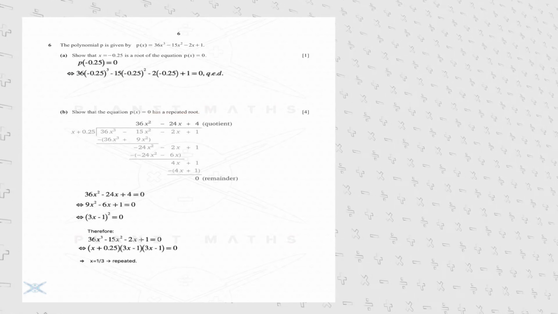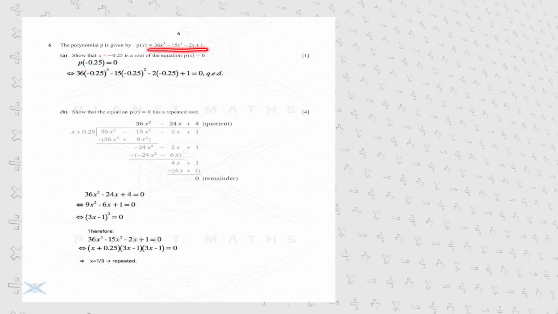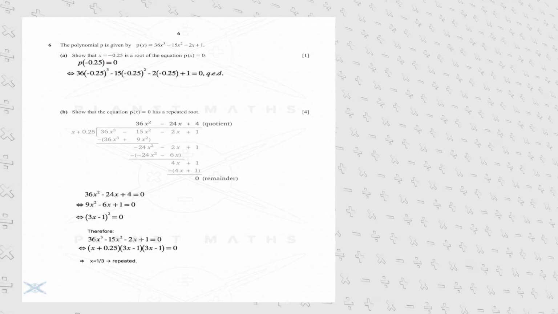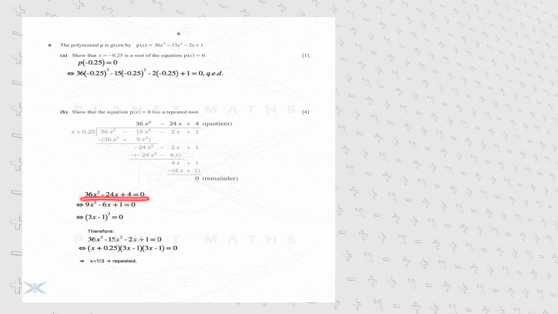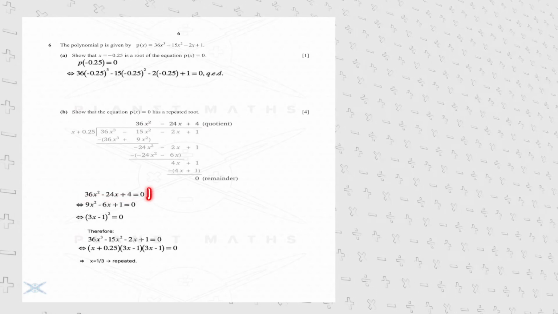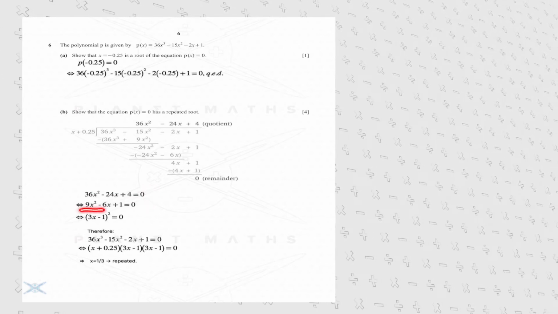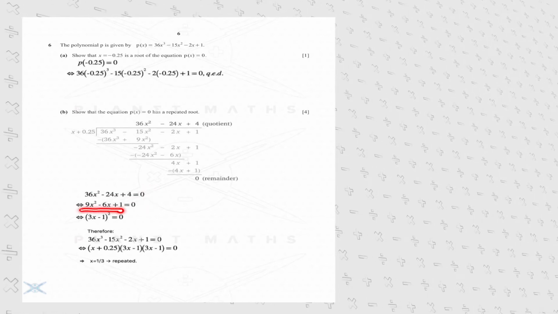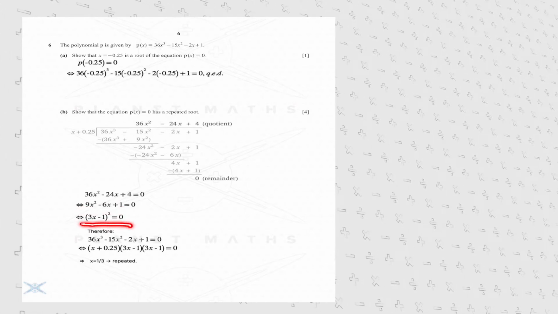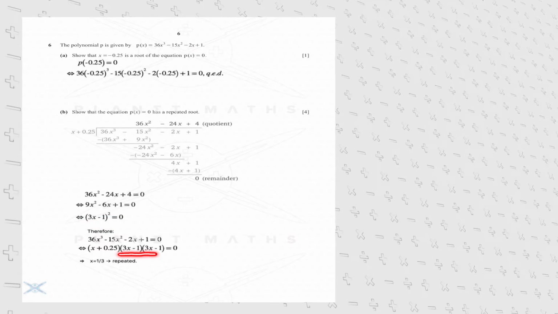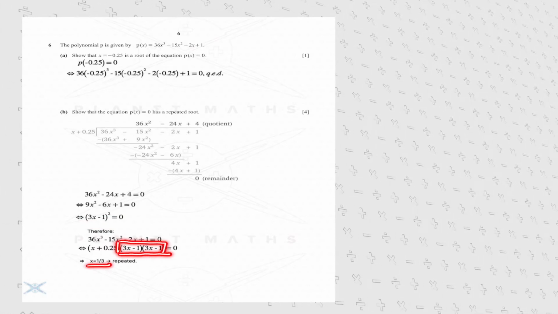In part B, we are now required to show that the equation possesses a repeated root. So since we are already provided with one root, we will perform a long division, whereby we divide the polynomial by the root. Doing so provides us with the factor 36x squared minus 24x plus 4, which we equate with 0. And instead of immediately applying the quadratic formula, I've divided both sides of the equation by 4, which then provides us with a quadratic expression which can easily be converted into a whole square. Since this expression equates to 3x minus 1 multiplied by 3x minus 1, we can see that x equals 1/3 is our repeated root.